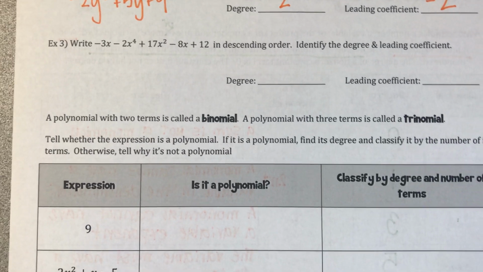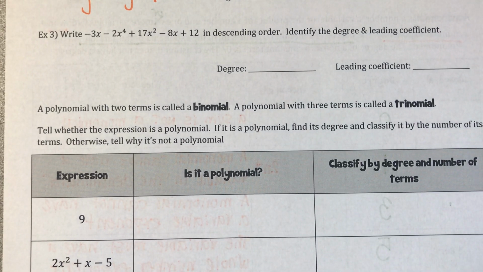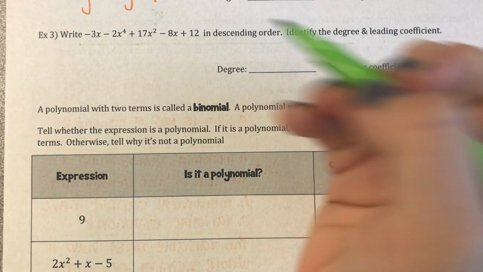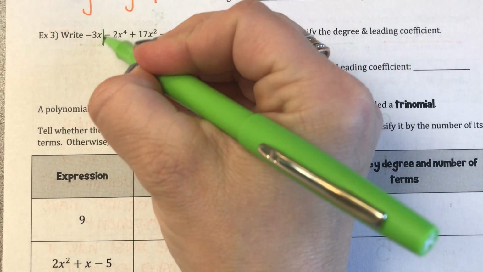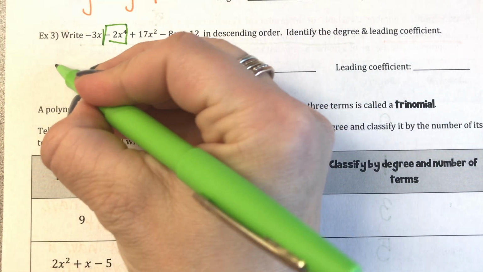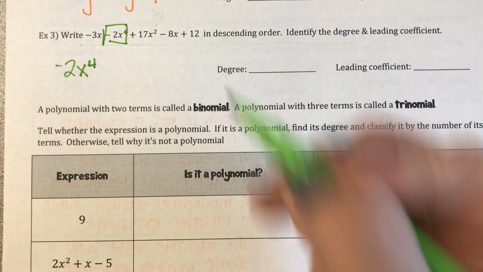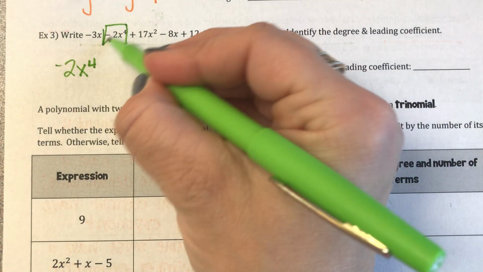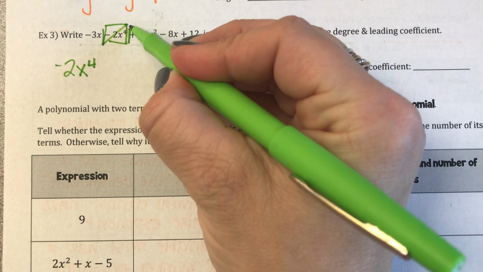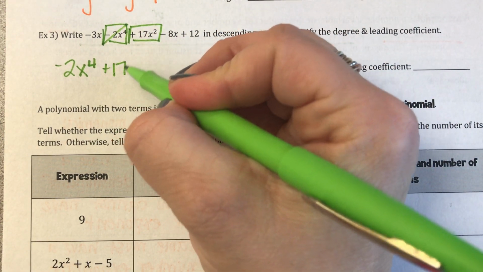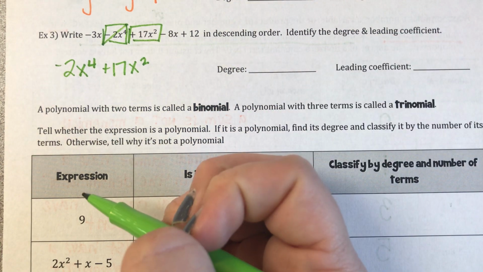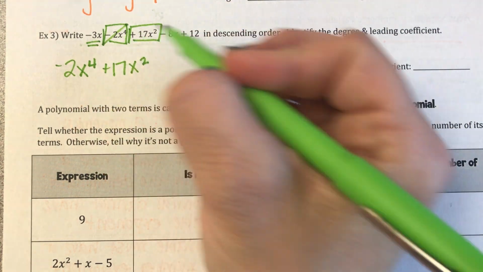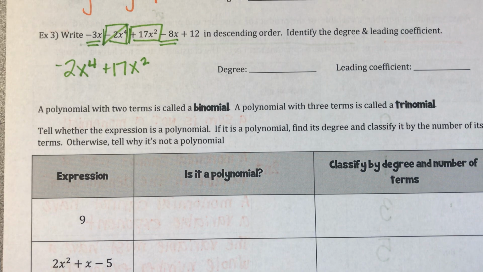So why don't y'all try number 3 on your own, try to write it in descending order, and then we'll come back and check your work. Okay, on number 3, I can recognize that the biggest exponent that I have is this x to the 4th. So that's -2x to the 4th. There are no x cubes, no x to the thirds, but then I have 17x to the 2nd. And then let's look at this. It's kind of tricky. I have -3 and -8x. How many x's is that all together?